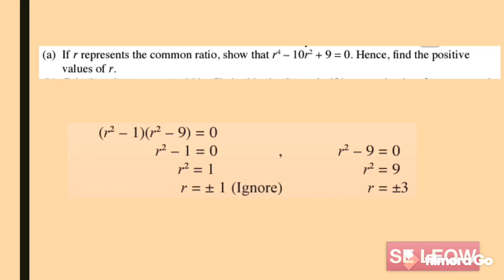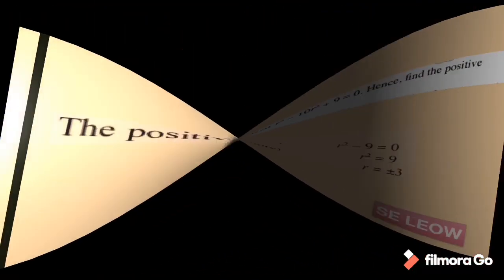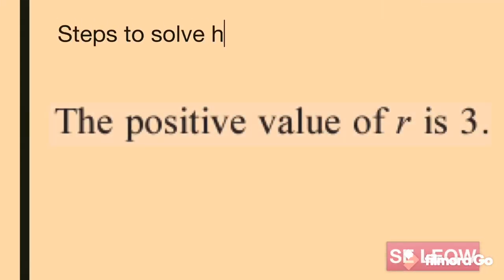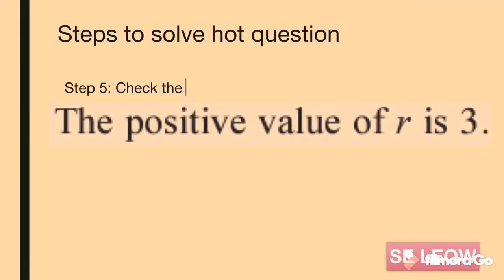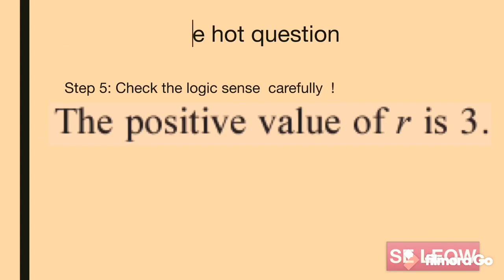Okay, so find the positive value of r. After you factorize, r squared is 1, r equal to plus minus 1. So you need to reject r equal to plus minus 1 because for a GP, r cannot be equal to 1. And for r squared equal to 9, you square root, you have two values of r. r is plus minus 3. So the instruction of the question mentioned positive value of r, so you must choose the positive value of r. Okay, read the question carefully. Yeah?